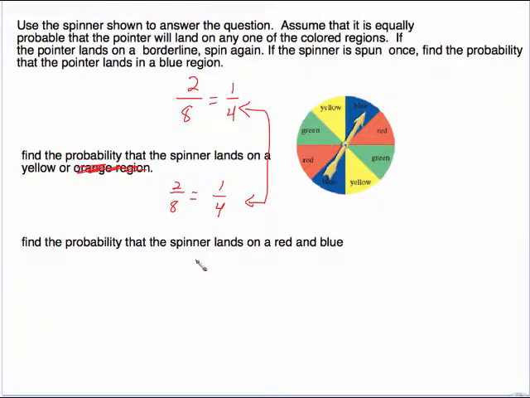Find the probability that the spinner lands on a red and blue. That's not possible. We're spinning it once. There is no way to land on red and blue at the same time, so this is going to be a 0 probability.